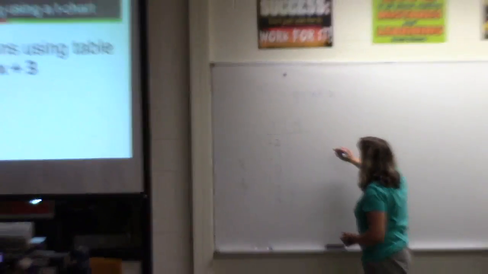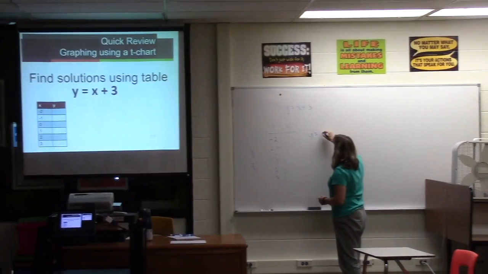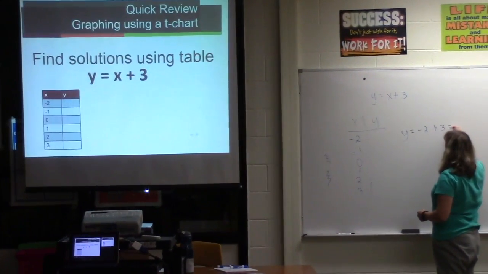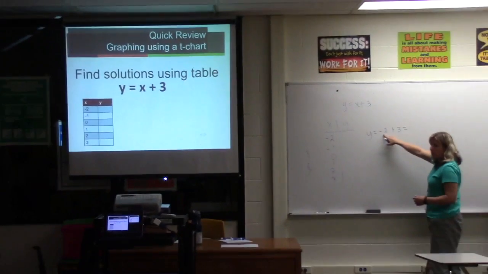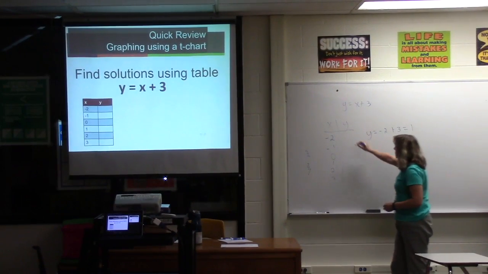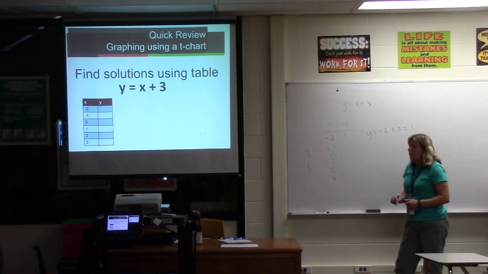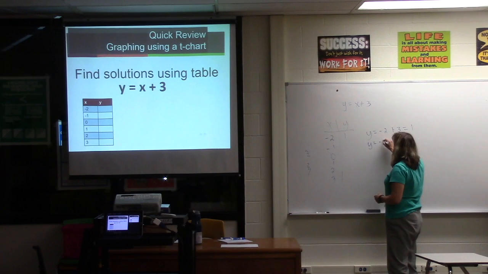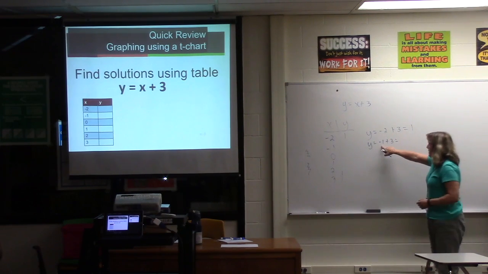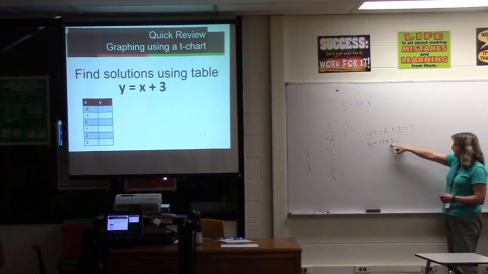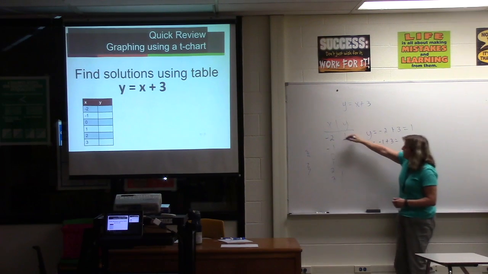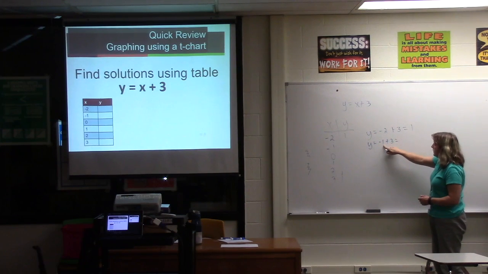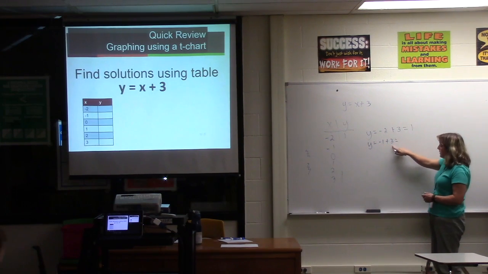So all we're going to do is plug in. y is equal to, I'm going to plug in a -2. -2 goes in for x, plus 3. 3 minus 2 is 1. So we're going to put a 1 there. Now we're going to do y is equal to -1 plus 3. I'm just substituting this -1 in for x. This used to be x, now it's -1 plus 3, which is 2.